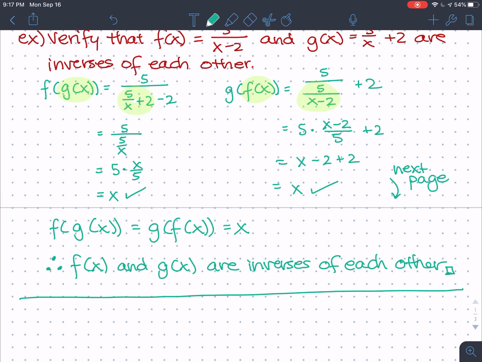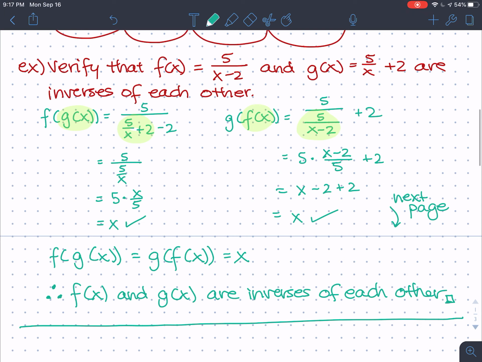So, to use the formal definition and show that they're inverses of each other, this is what you got to do. All right.